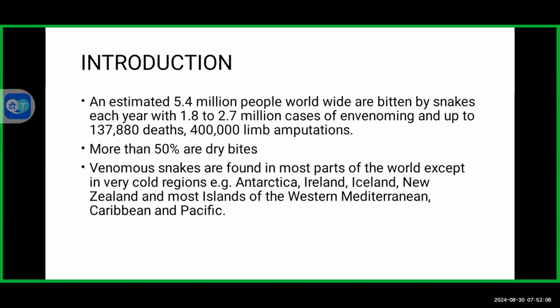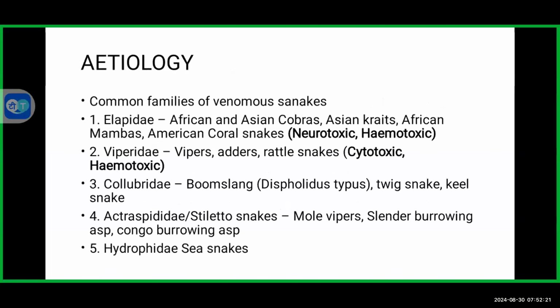So just to mention a few more things about snake bites: they are more common in Asia, especially the southern parts where you have India, even in Africa, especially sub-Saharan Africa, then Latin America, especially Brazil, where you have up to 400 species of snakes. The common families of venomous snakes include the Elapidae. We have the Asian and African cobras, that's talking about the Naja nigricollis, then the Viperidae. We have the vipers and the adders, rattlesnakes, the Colubridae, Atractaspididae, and stiletto snake.